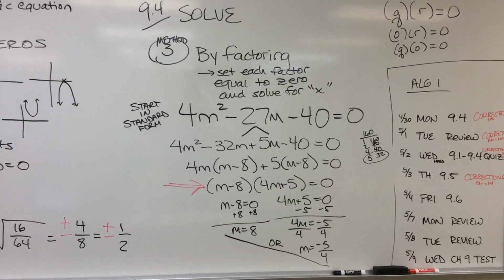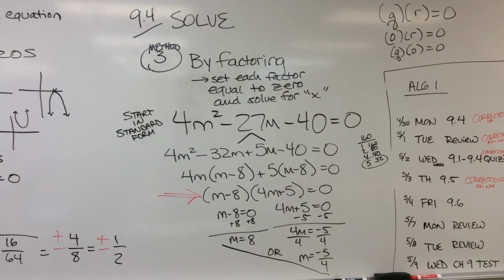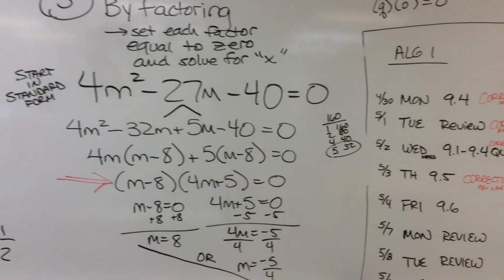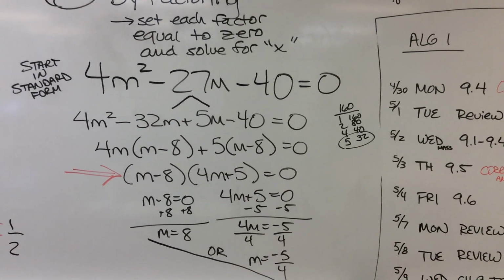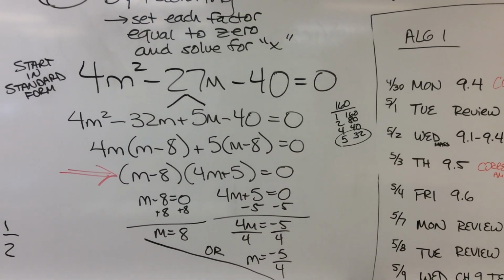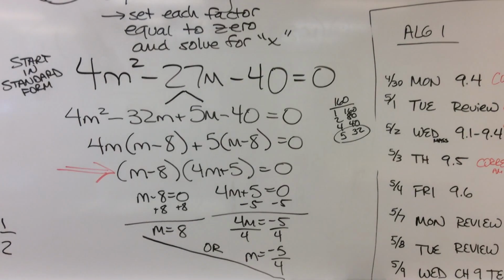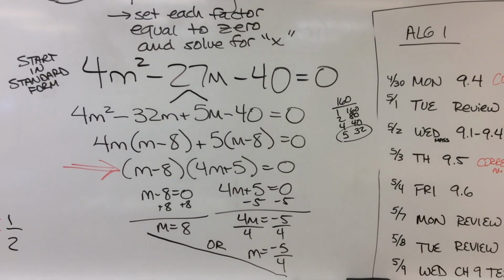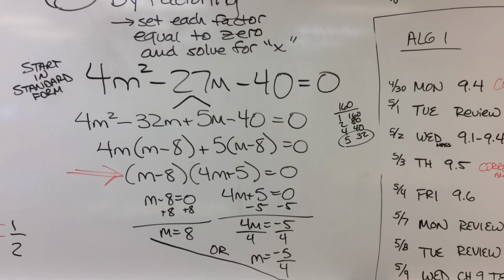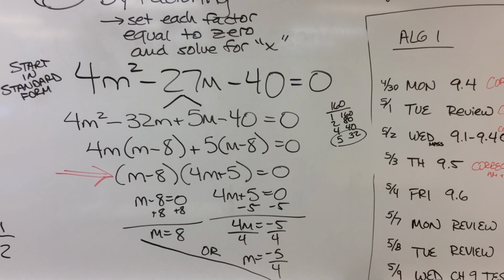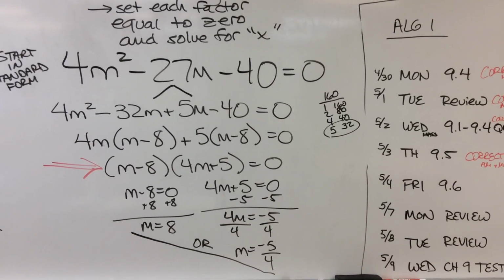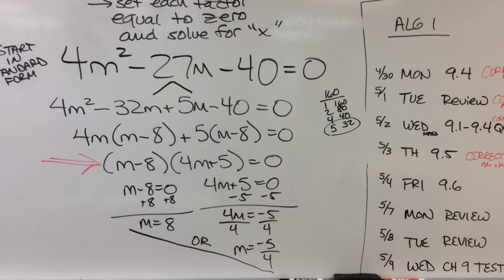I multiplied a times c, 4 times 40. I got 160. I factored 160 into 1 and 160, 2 and 80, 4 and 40, and 5 and 32. And I realized that I need to get the difference of these two factors to be negative 27. So I'm going to choose negative 32 and positive 5. That will give me a negative 27.